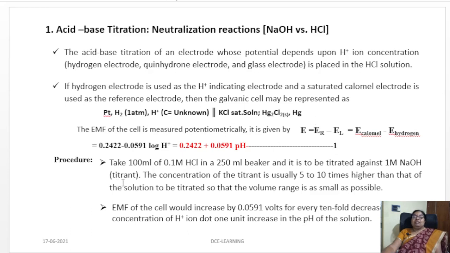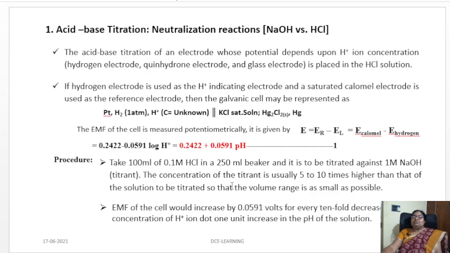So the procedure for that: take 100 ml of 0.1 molar HCl into a 50 ml beaker, and it is to be titrated against 1 normal NaOH, just like a normal volumetric analysis. 1 molar NaOH is the titrant. The concentration of the titrant is usually 5 to 10 times higher than that of the solution to be titrated, so that the volume range is as small as possible.